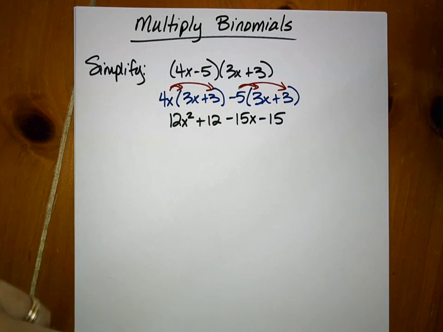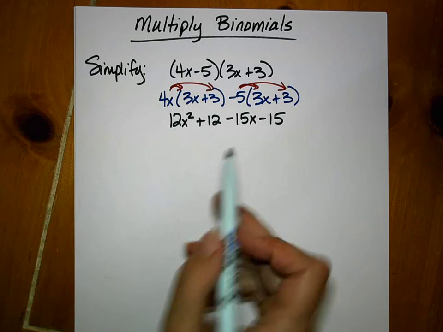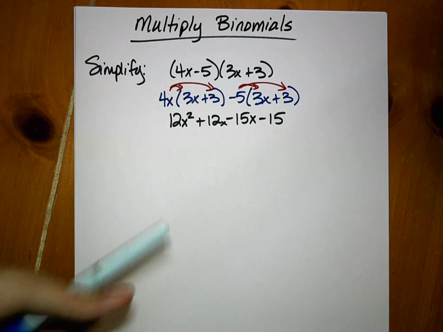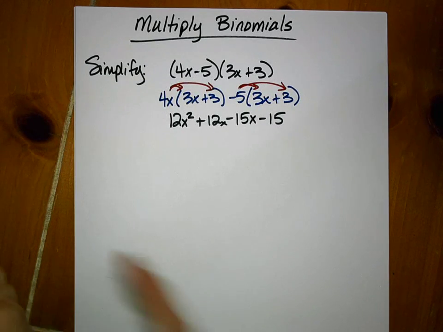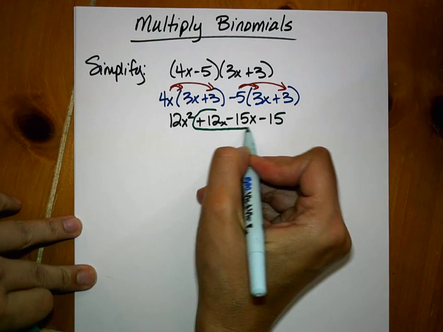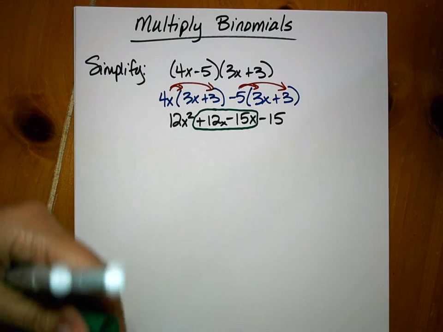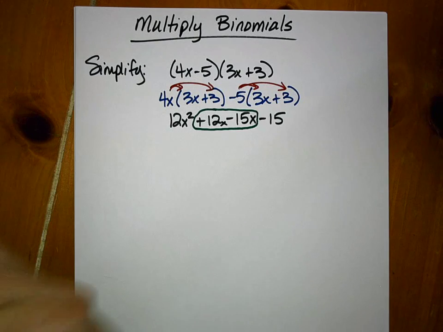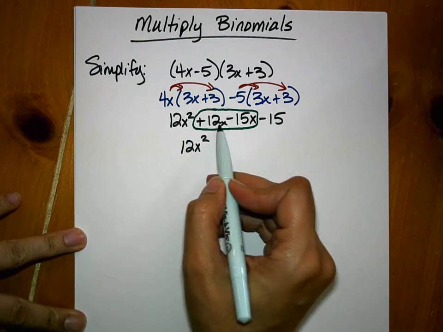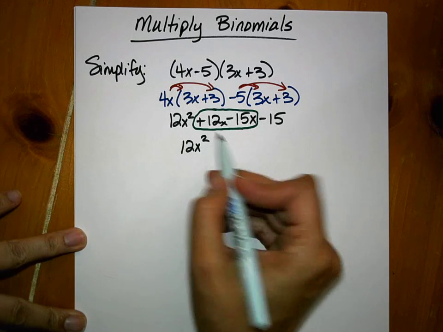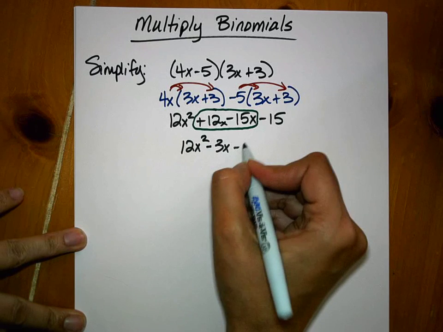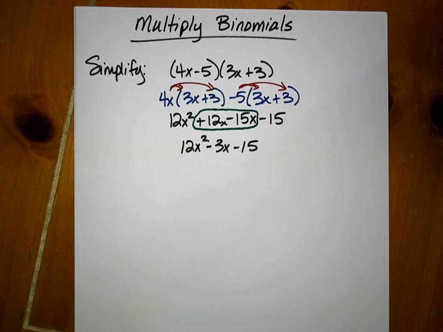Okay? And it looks like you're done, but wait! I actually made a mistake. 4x times 3 is 12x. I see 2 like terms. There are 2 like terms here that we can combine together. I'm going to circle them both at the same time this time, just because I made that kind of tight. We're going to combine those together and get our final answer of 12x squared. I have a positive 12x minus 15x, so negative 3x, and then drop down my negative 15, and that's my final answer.